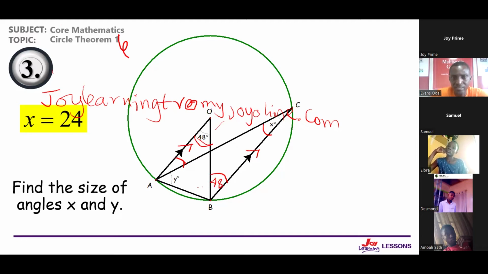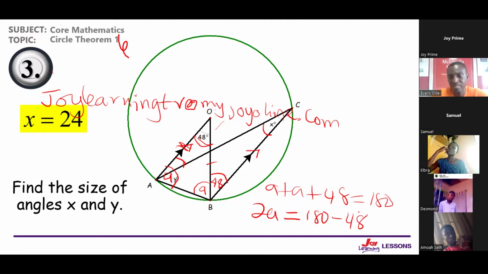Good. Now, let's also note that the line OA is a radius. And the line OB is also a radius, and they are equal. It makes the whole of this angle here equal to that angle, because that makes it an isosceles triangle. So if I assume this to be A, then the whole of this should also be called A. A plus A plus 48 should give us 180. And so 2A should be equal to 180 less 48.